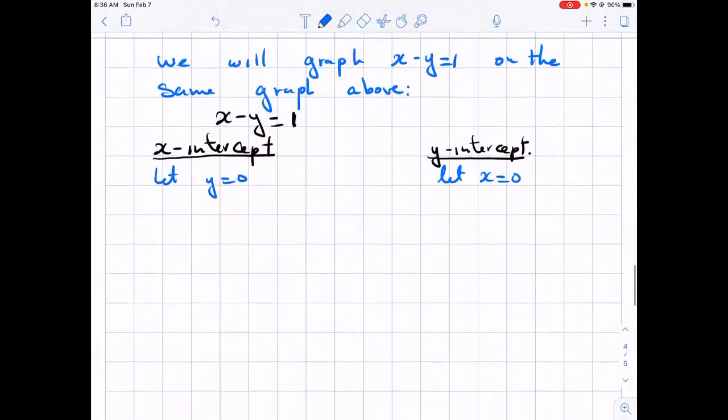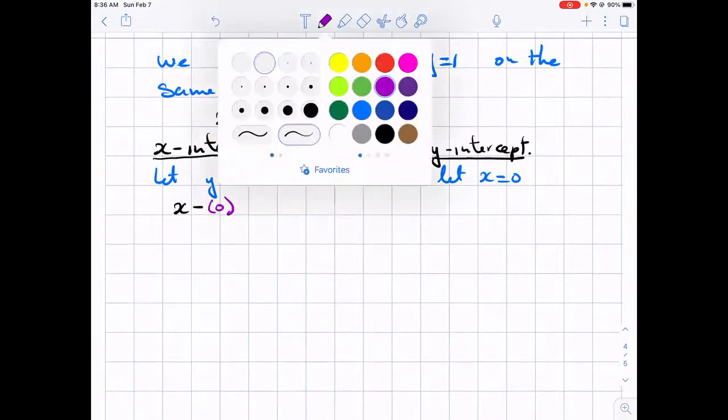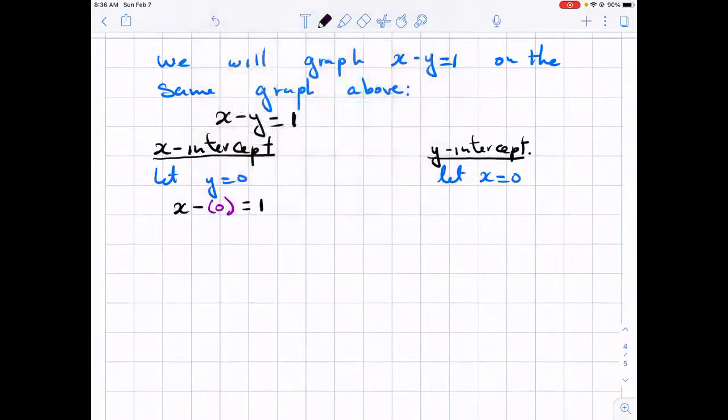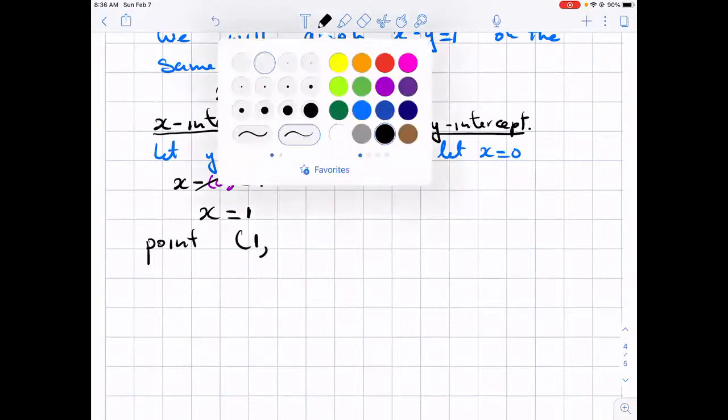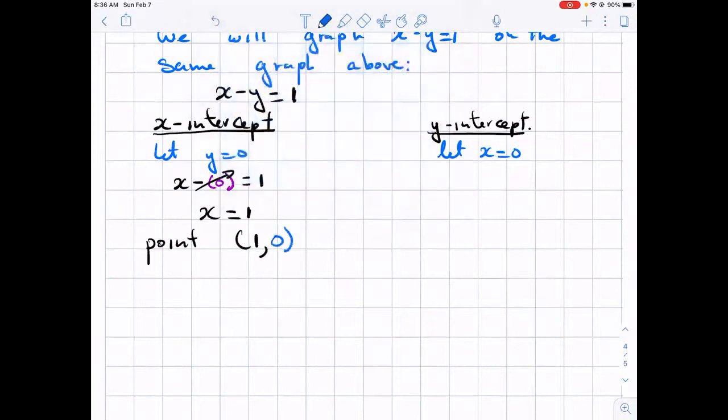Yeah? So in our equation, we have x minus, instead of y, I'm going to write 0, and that is equal to 1. Now x minus 0 is the same as x, so x is equal to 1. And don't forget, your point here is 1 comma 0, because you had said y is 0. Okay?